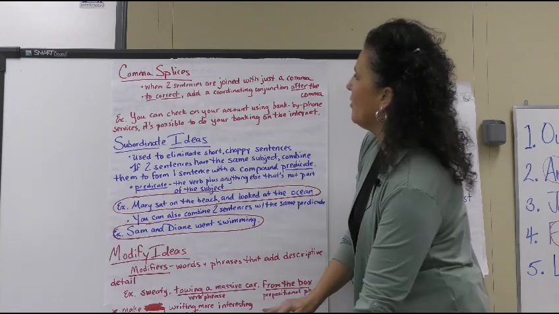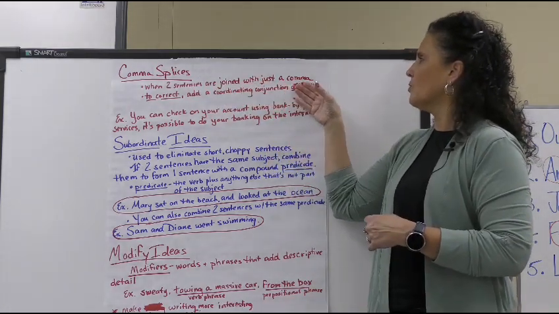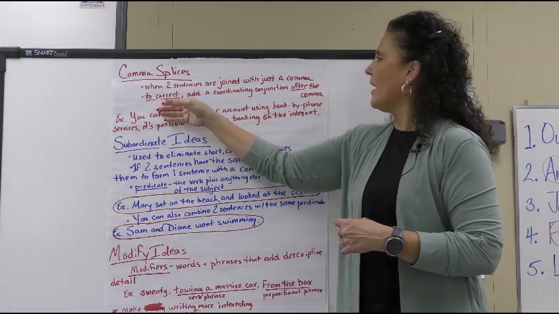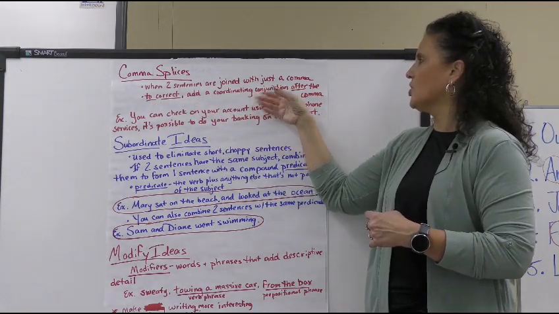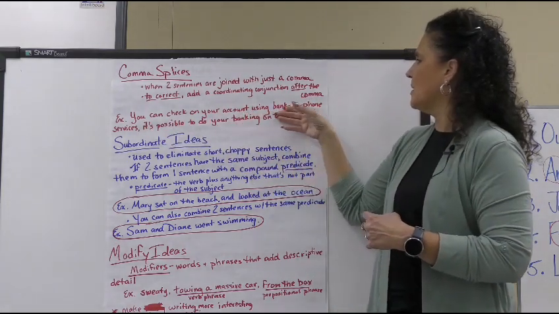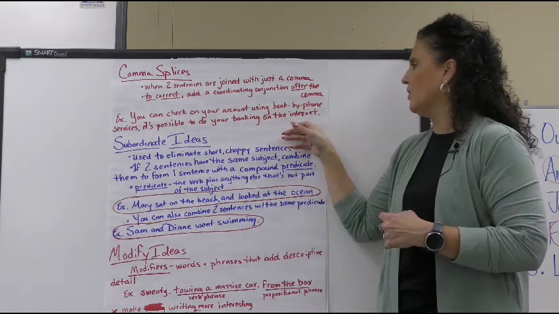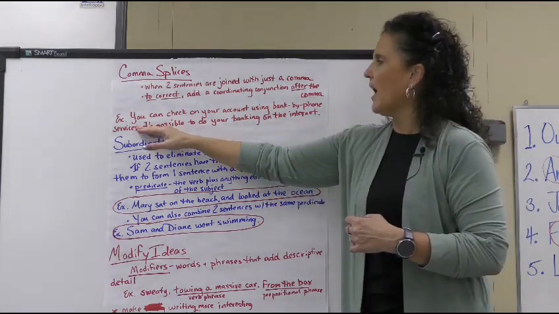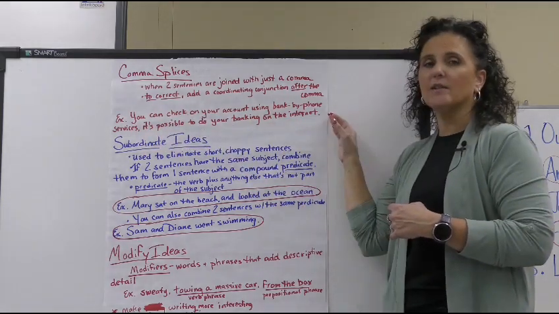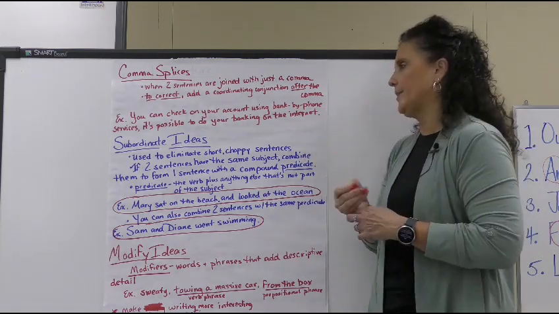Comma splices are another problem. When we get two sentences and they're joined just with a comma, to correct this, we have to add that coordinating conjunction after the comma. So you can check on your account using bank by phone services, comma, it's possible to do your banking on the internet. We don't want to leave that comma out because then we have a run-on sentence. We have to put our commas in the right place.